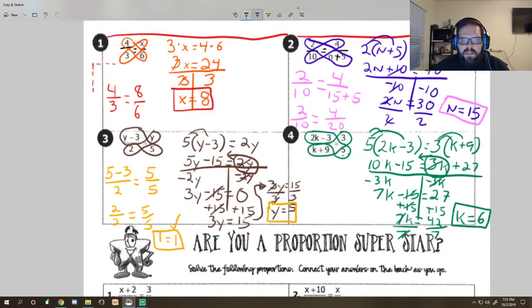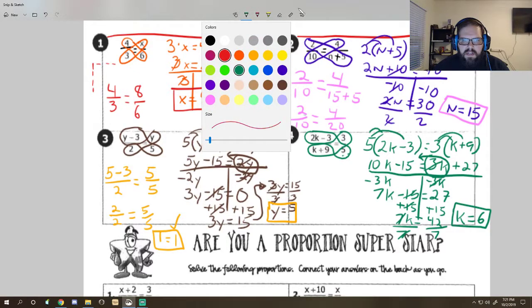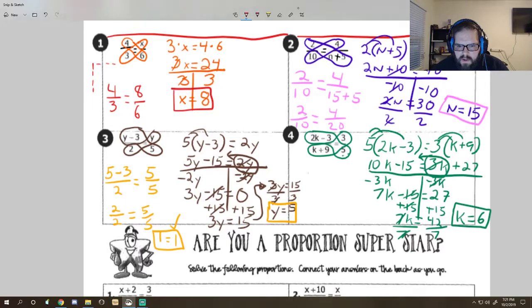So, k equals 6. Let's check that out. Let's see if that actually does work. So, I have 2 times 6 minus 3 over 6 plus 9, and that's going to equal 3 over 5. So I do my multiplication. That will be 12. 2 times 6 is going to be 12.